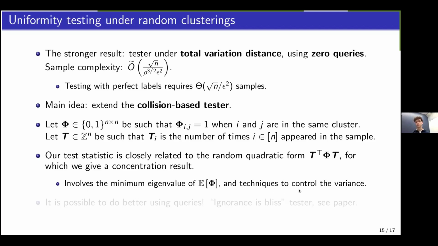control the variance. Let me briefly mention that if we allow queries, it is actually possible to do better with the dependence on rho. And perhaps to stimulate your curiosity, we informally call the tester that accomplishes this the ignorance is bliss tester. This name, I believe, does not appear in the paper, but if you're curious why this name made sense, you can look at the paper.